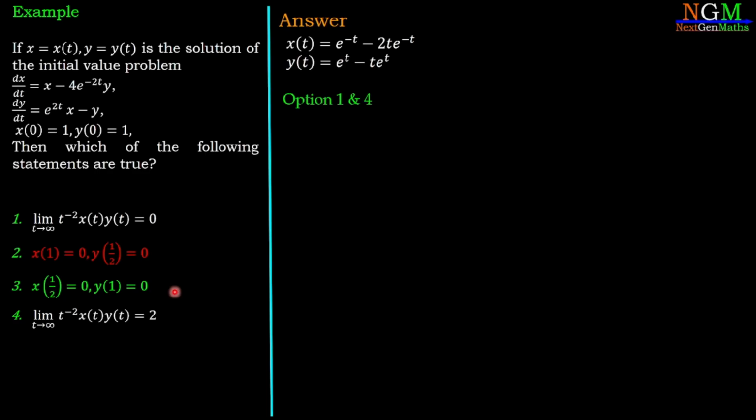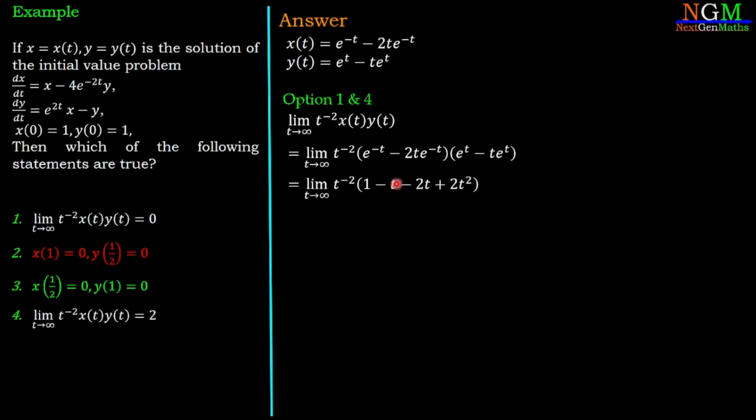Now option number 1 and option number 4 are the same. So we are going to discuss them at the same time. In this option, we have to find limit t tending to infinity t power minus 2 x of t y of t. Substitute the value of x of t and y of t. E power minus t minus 2t e power minus t into e power t minus t e power t.